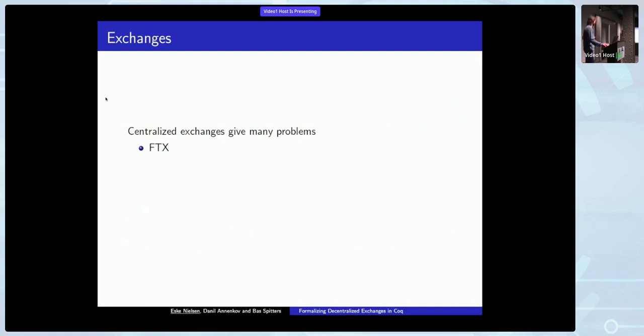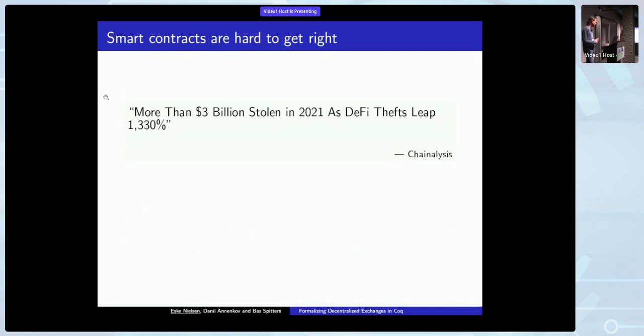Luckily, there are some proposed solutions to this: decentralized exchanges. And when we are talking about blockchain, it's of course obvious. Why weren't the exchanges already decentralized? Because that's the main selling point of blockchain, decentralization. Luckily, we can decentralize exchanges on blockchain using smart contracts. The problem is that smart contracts are really hard to get right.